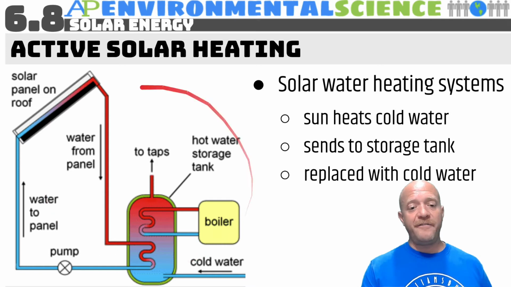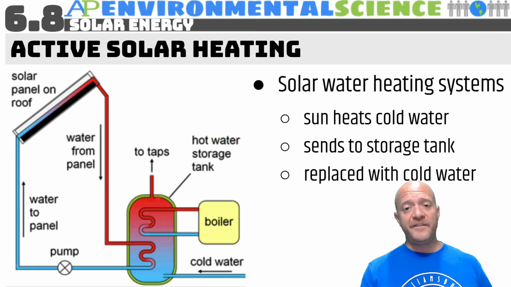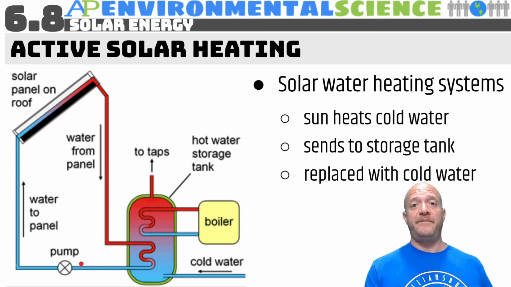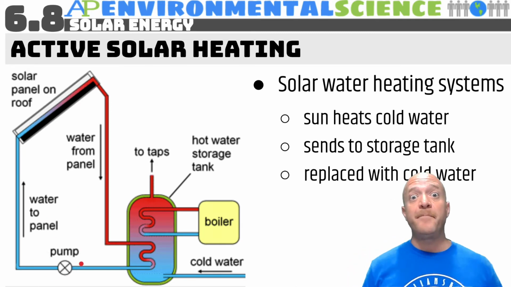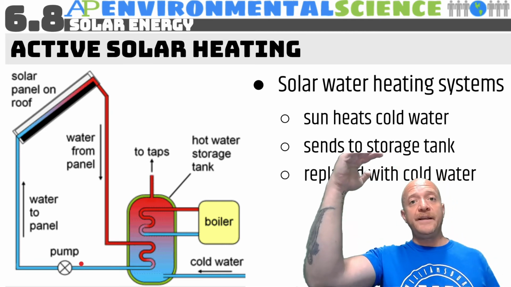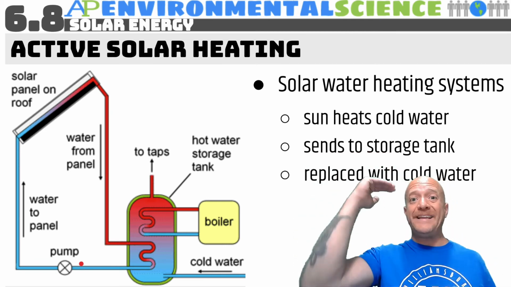There's a lot of information in here. You do not need to know all of this. The only thing you really need to understand is that it has a pump. Active solar heating involves a pump. Again, you're using a solar panel on your roof, and what you're doing is allowing that water to be heated.